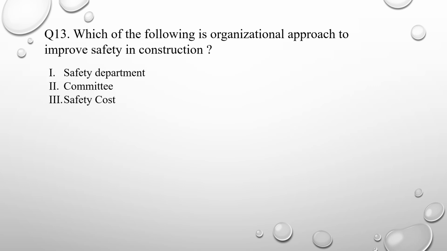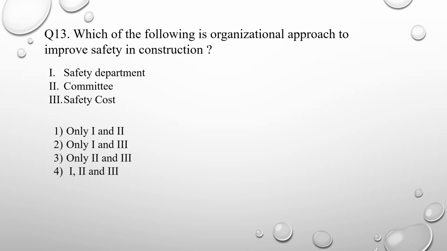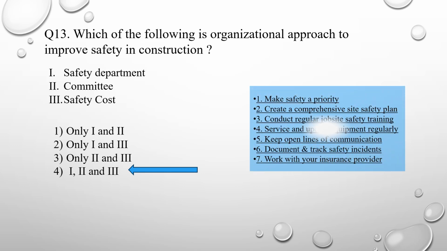Then question number 13. Which of the following is an organizational approach to improve safety in construction? The options are safety department, committee, and safety cost. So all three are correct. So option number 4 is the correct answer here. These are some organizational approaches, so you can go through that.